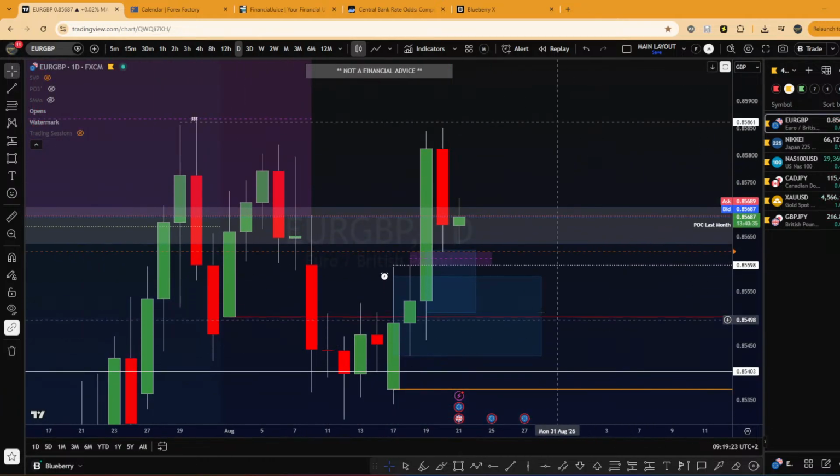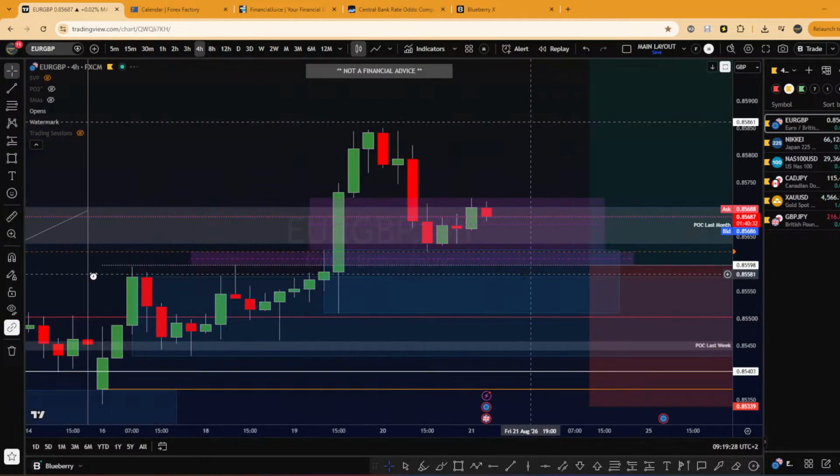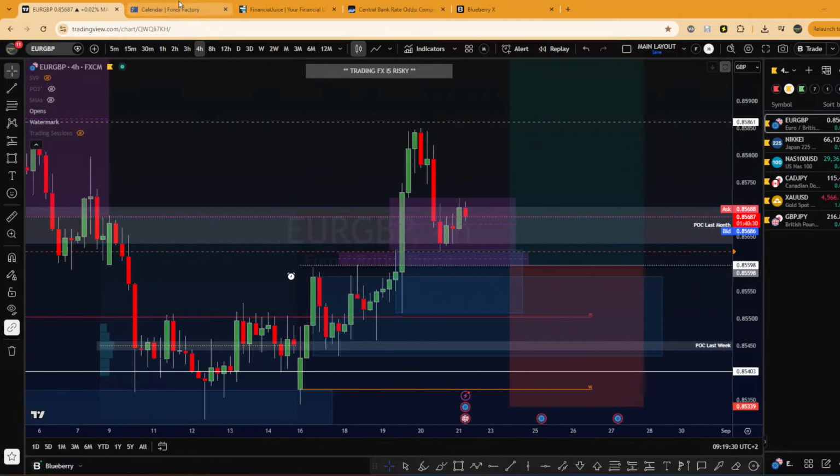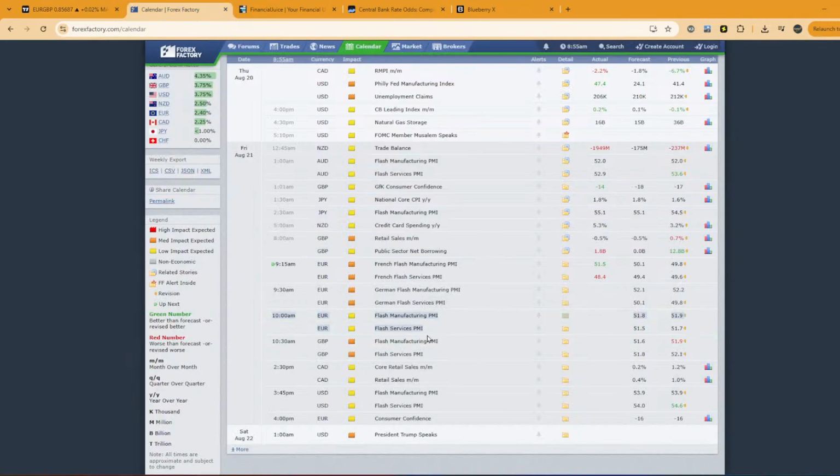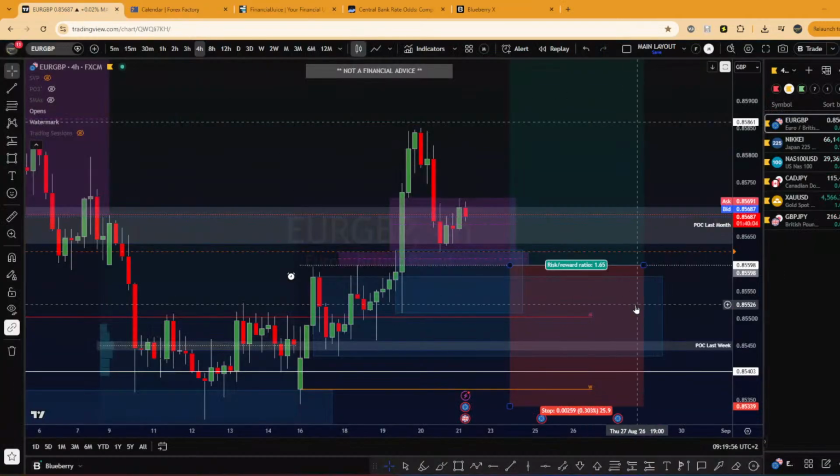Okay, once we target this or this, I will be able to buy in accordance with the PMI release that we're going to have here at 10 a.m. Once we target this or this, got some issue. Okay, all right.